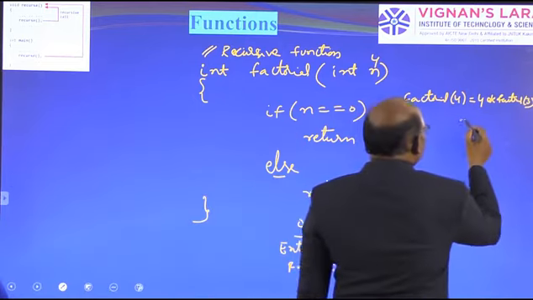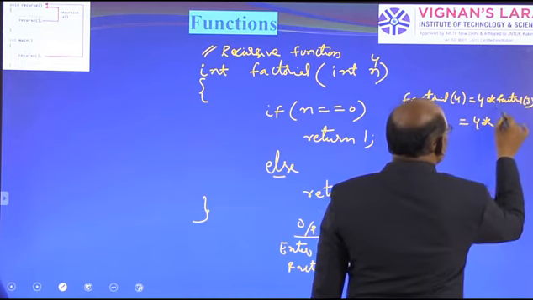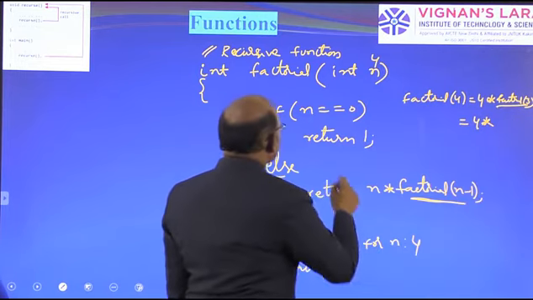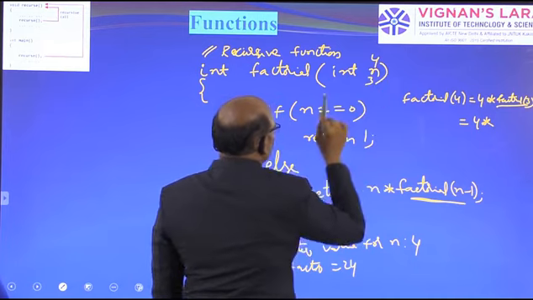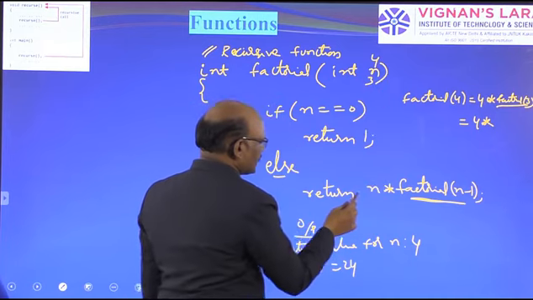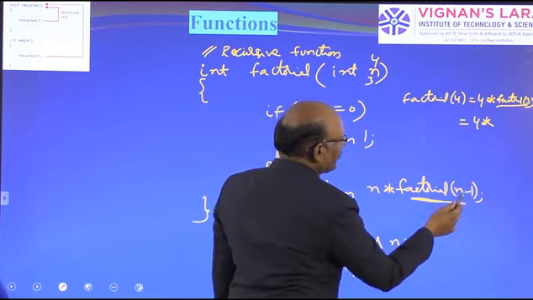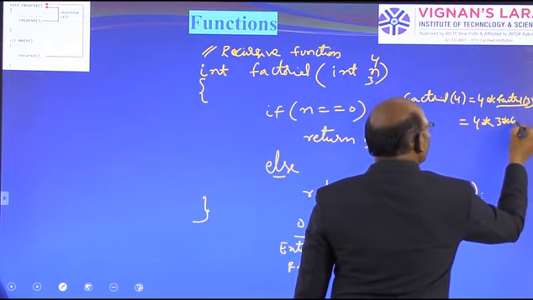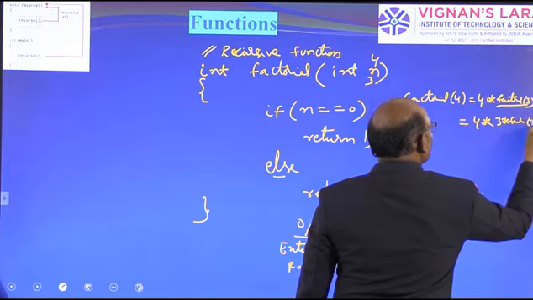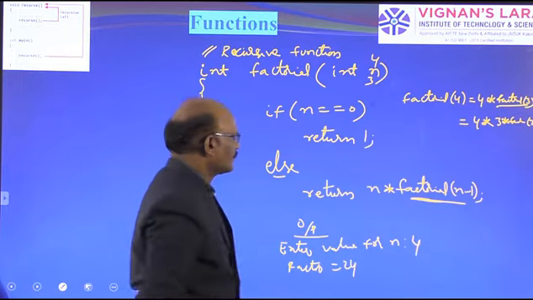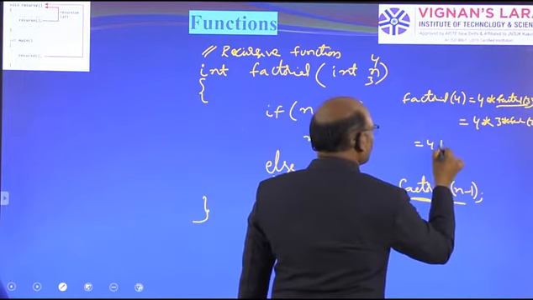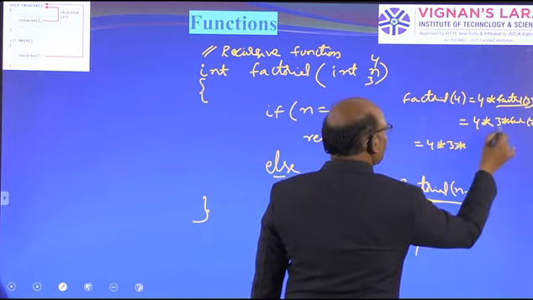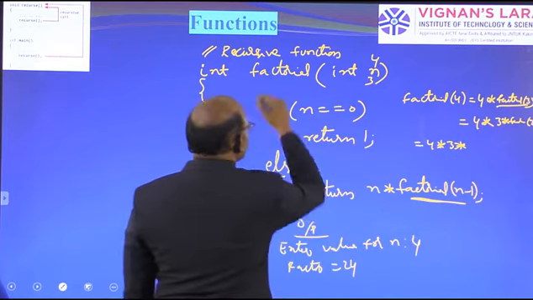Now the factorial of 3 will be called. So now n value is 3. This condition is false, else return n into factorial of n minus 1. That means 3 into factorial of 2, since 3 minus 1 means 2. Now factorial of 2 will be called, recursively called.